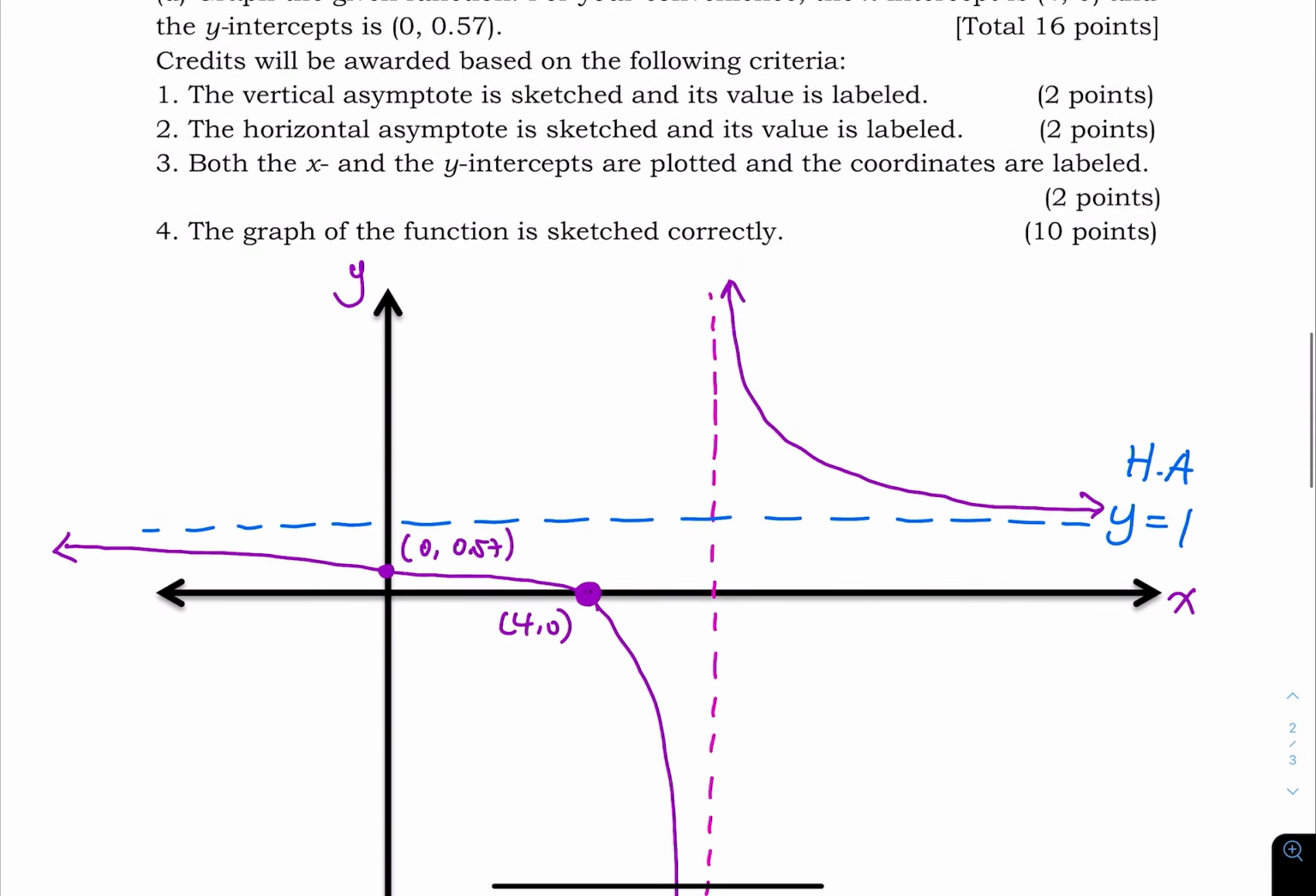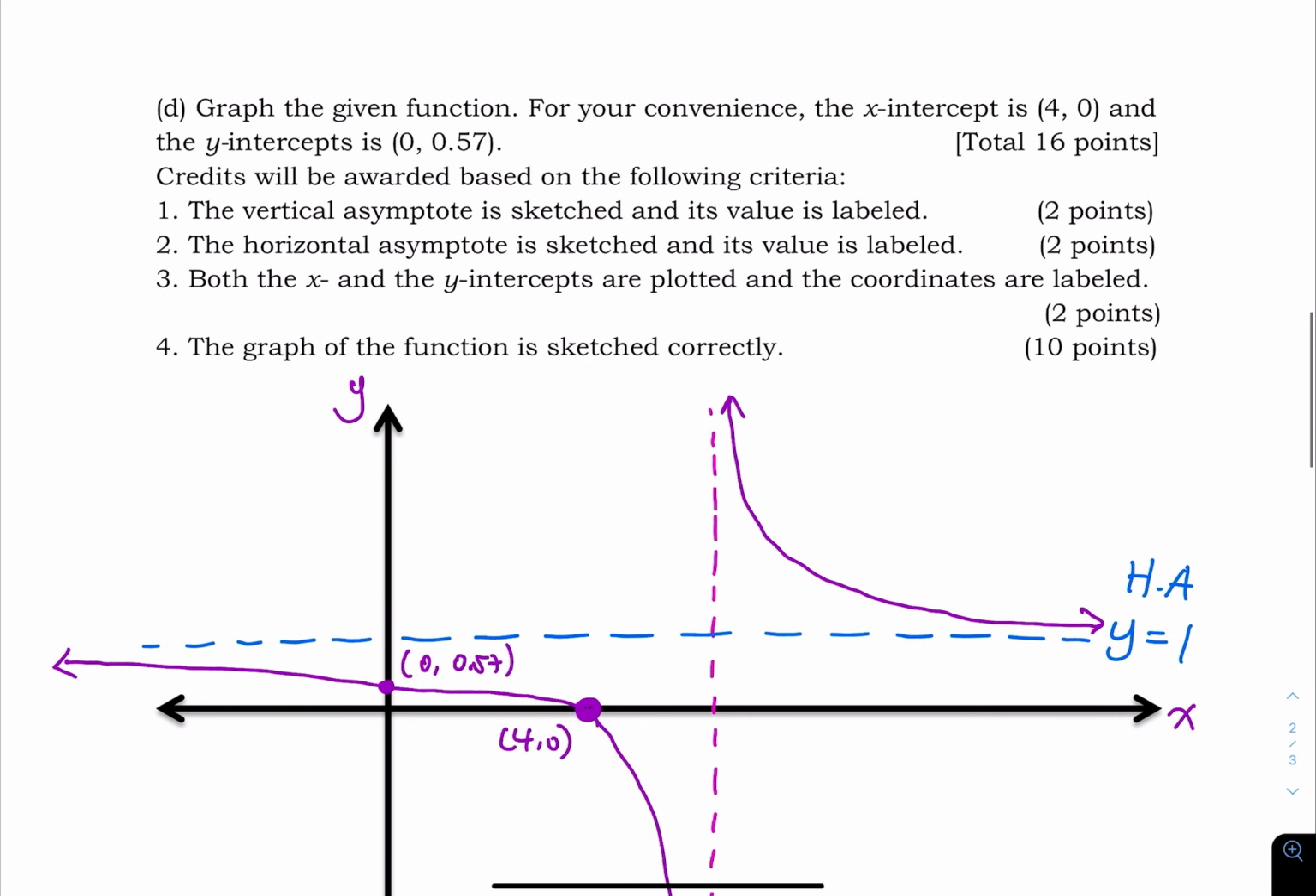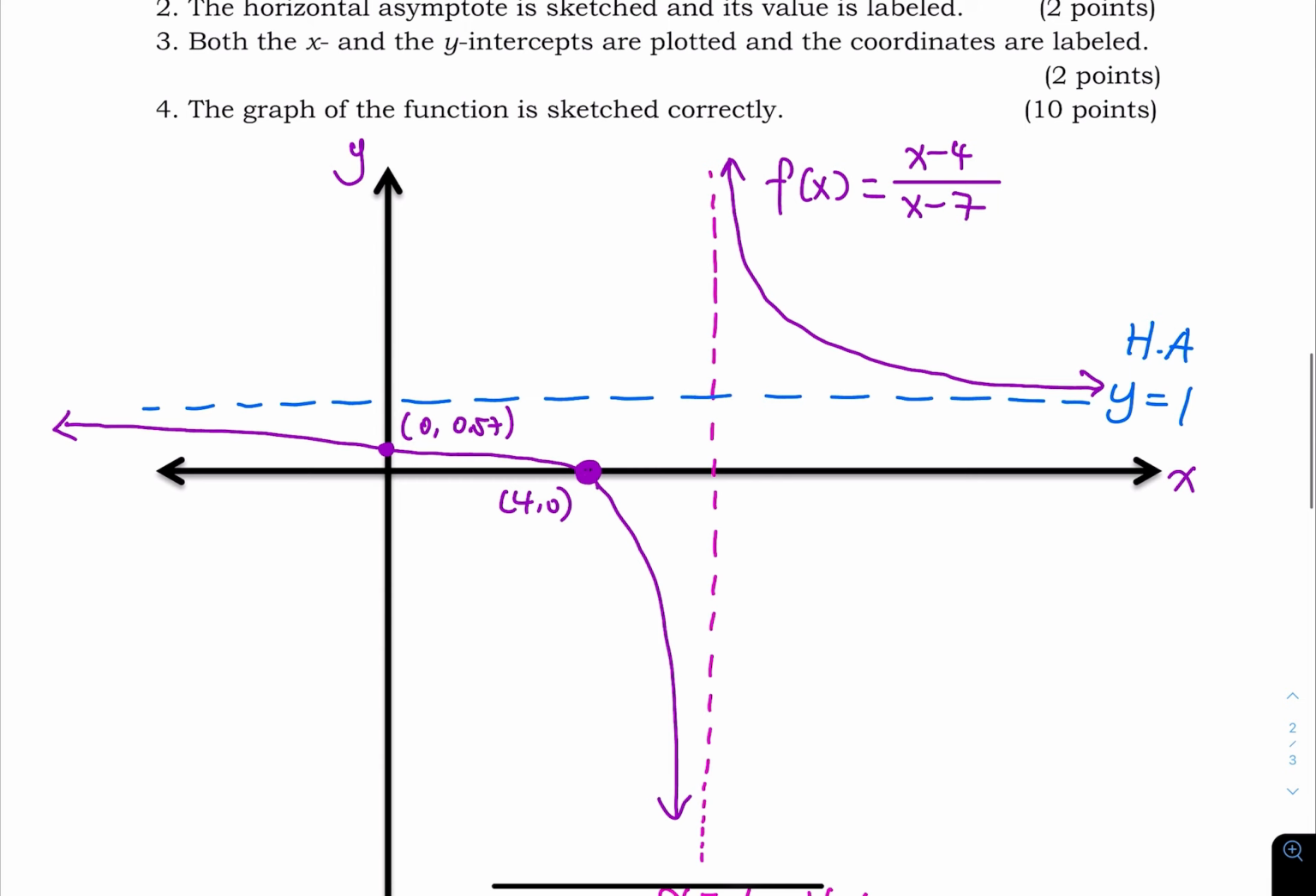Did I earn all the points? Yup, I plot the vertical and horizontal asymptotes, I label them, I got the x and y intercepts plotted and labeled. Okay, I think the last thing that I need is to write down that these two purple curves represent f of x equals the given function, x minus 4 over x minus 7. So that will be it. I should earn my 30 points.